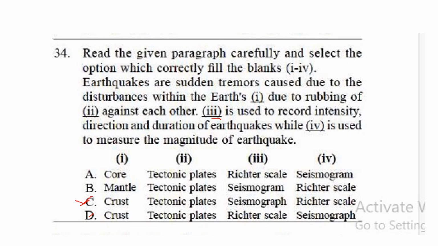And while 4 is used to measure the magnitude of earthquake, Richter scale is the unit of earthquake's magnitude. So the answer is option C.